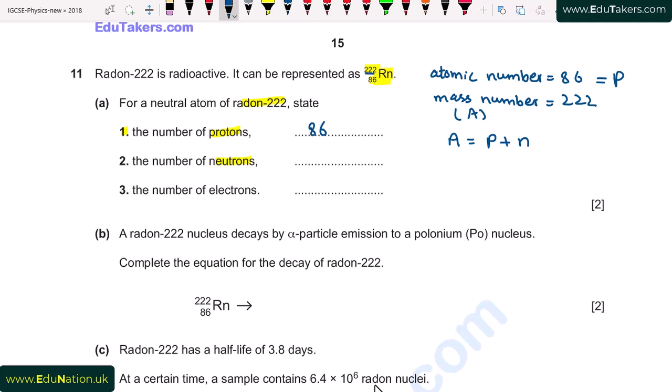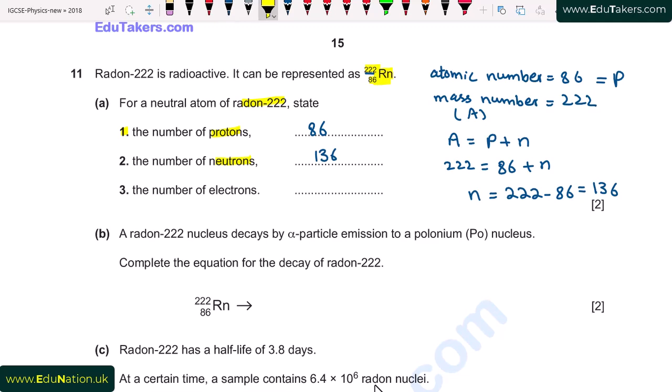So I write here mass number is 222. It will be equal to proton number, which is 86, plus n. So that the number of neutrons comes to be 222 minus 86, it will be 136. So I write here number of neutrons will be equal to 136.